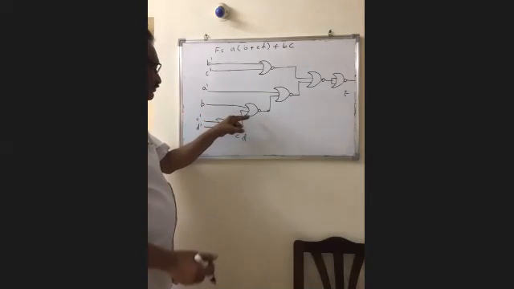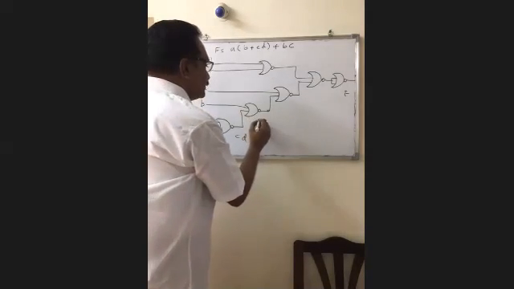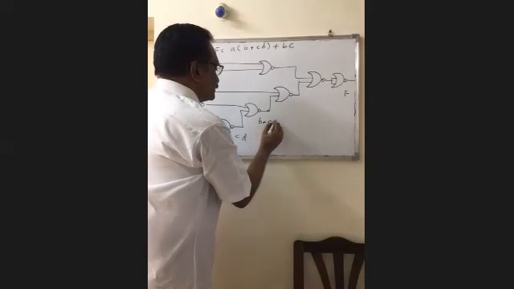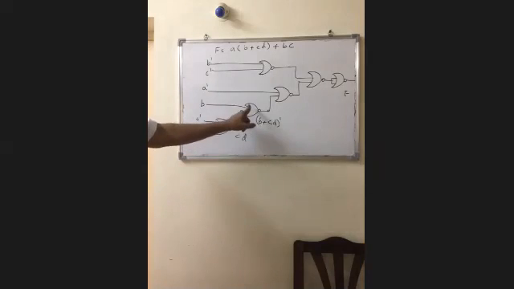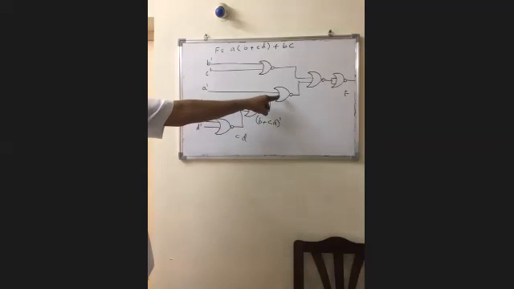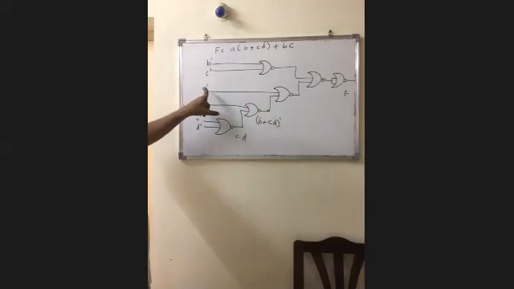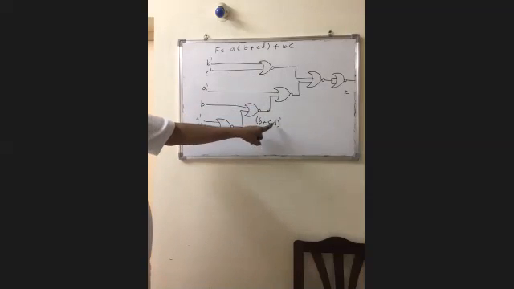Next, what is the output of this NOR gate? B plus CD whole dash. What are the inputs of this NOR gate? That is A dash, and the second one is B plus CD dash.